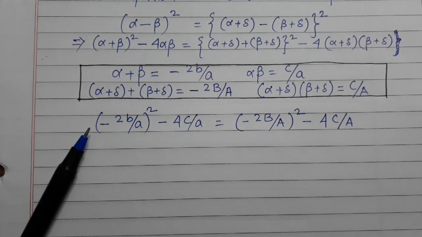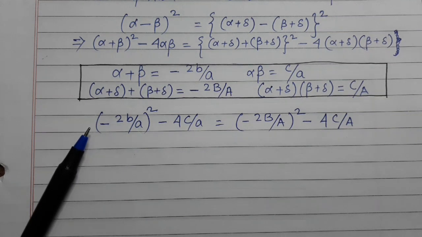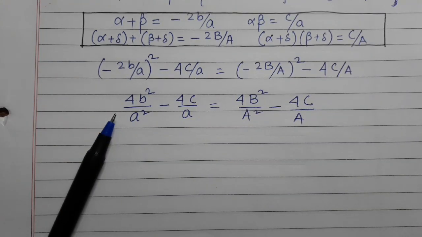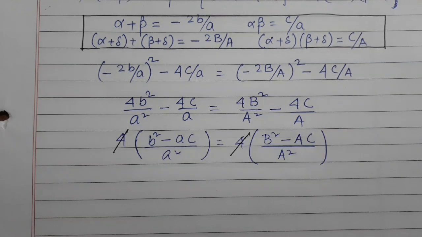Now after simplifying this equation we can write this equation. Now here we can take common 4, and we can cancel these 4 from both the side. Hence we can write b square minus ac by a square equals to capital B square minus AC by capital A square.